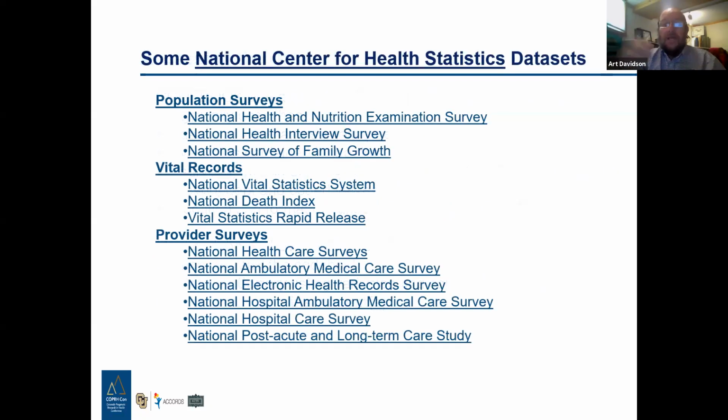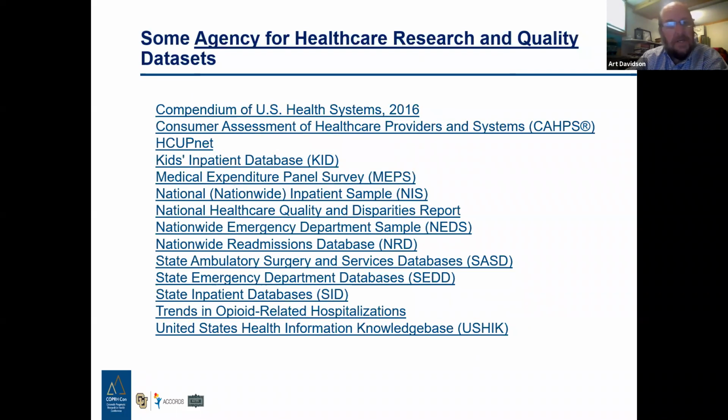So just to quickly say, before we get on to Ali's example, there are these data sets from the National Center for Health Statistics. They have population health surveys like the Nutrition and Health Examination Survey. We'll talk a little about that later. Vital records. You can see here some of the things that Dr. Vox was speaking about, and many provider surveys from different sorts of practices, ambulatory, inpatient, post-discharge, post-acute care. All those resources are available in the National Center for Health Statistics.